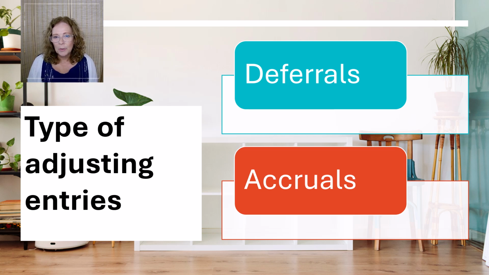Adjusting entries in accounting typically fall into the two broad categories of deferrals and accruals, and prepaid expenses are classified as deferrals. At month end, the accountant reviews the balance sheet reconciliation for these prepaid balance sheet accounts to determine if any of the amounts should now be expensed, meaning moved from the asset side of the balance sheet to an expense account. So let's look at such a balance sheet reconciliation that was prepared as of November.